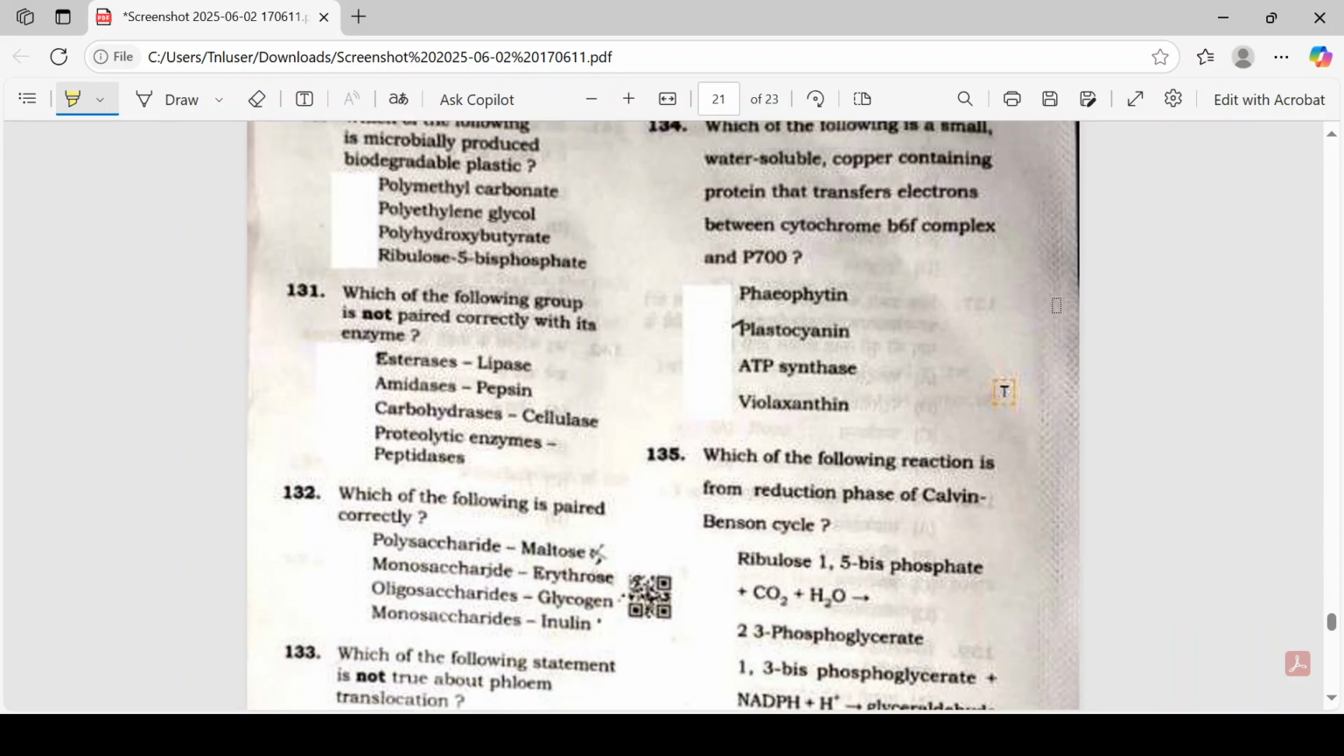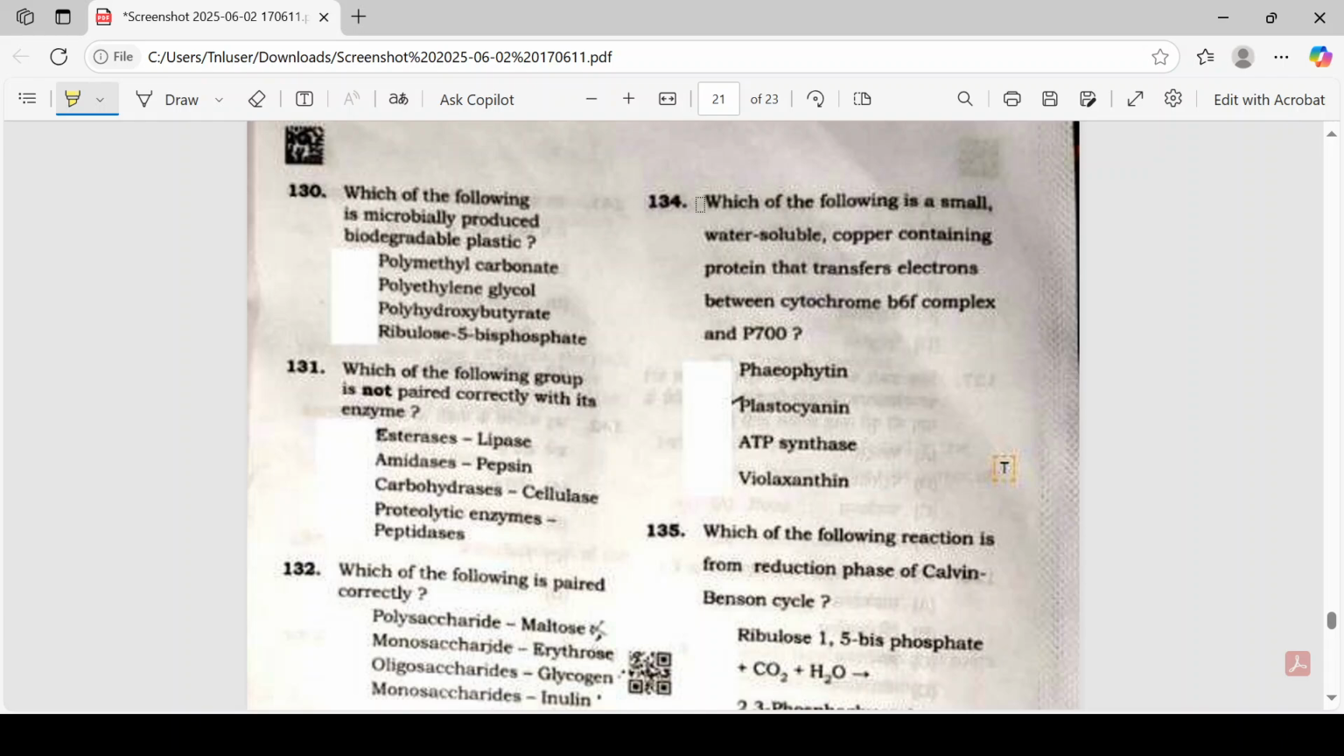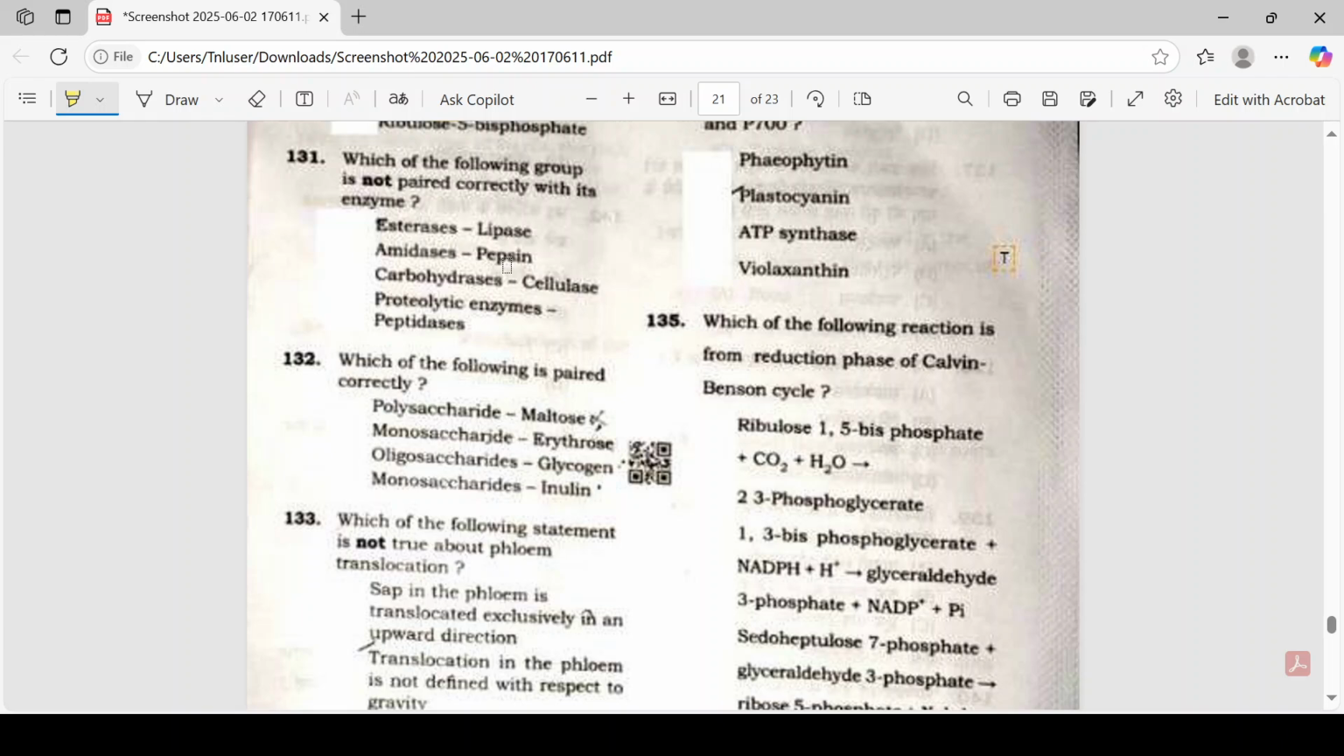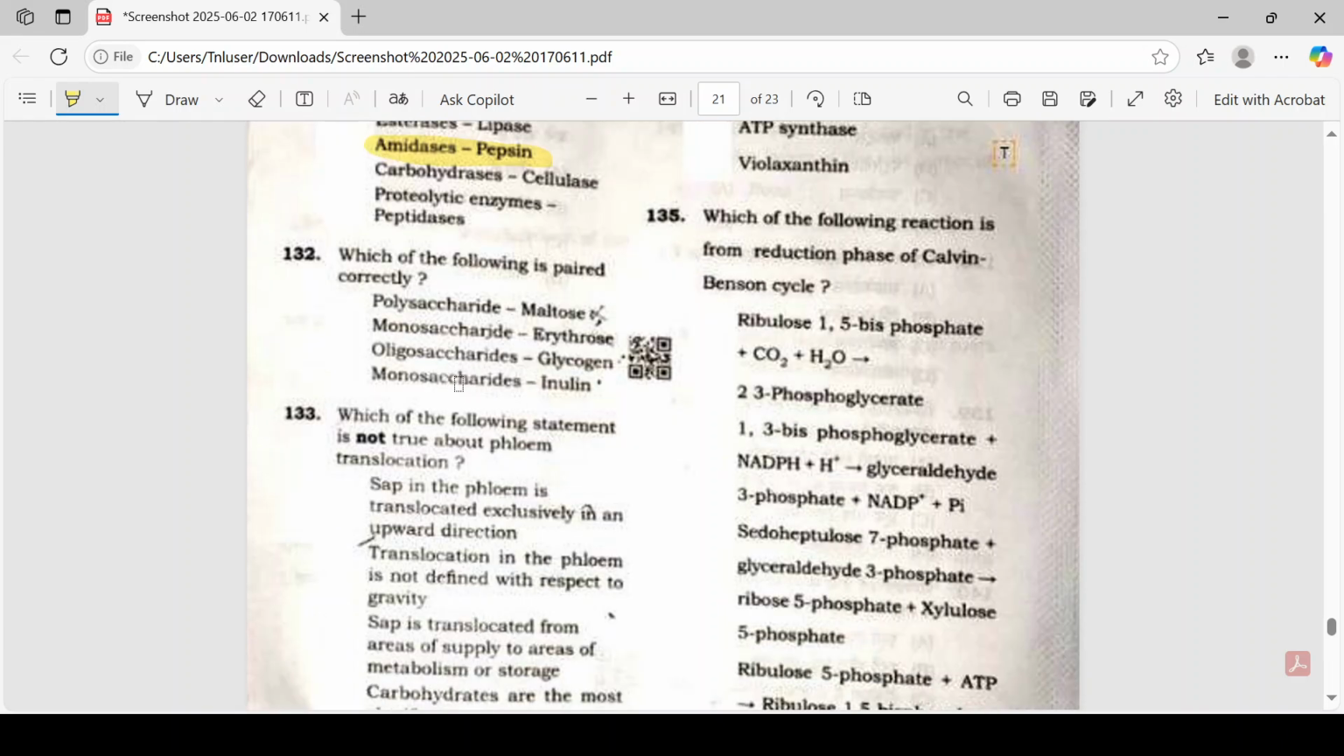For question 130. Which of the following is microbially produced biodegradable plastic? Very common these days. So yeah, the correct answer over here will be polyhydroxybutyrate. So the correct answer will be option number C. Okay. Question 131. Which of the following group is not paired correctly with its enzyme? The correct answer will be option B, amidases with pepsin. Okay. Now question number 132. Which of the following is paired correctly? So yeah, the correct answer over here will be erythrose. That's a monosaccharide. Okay.